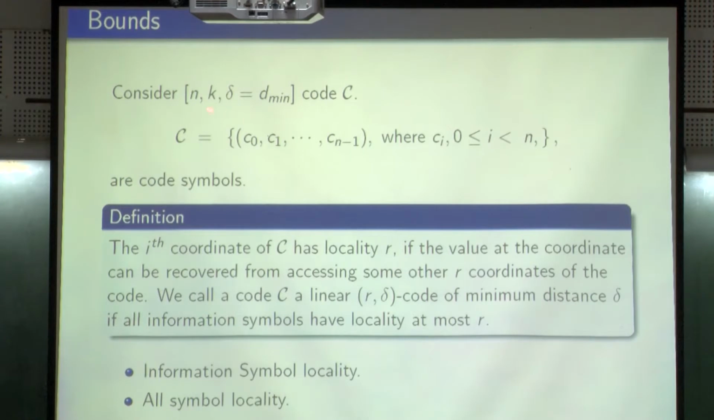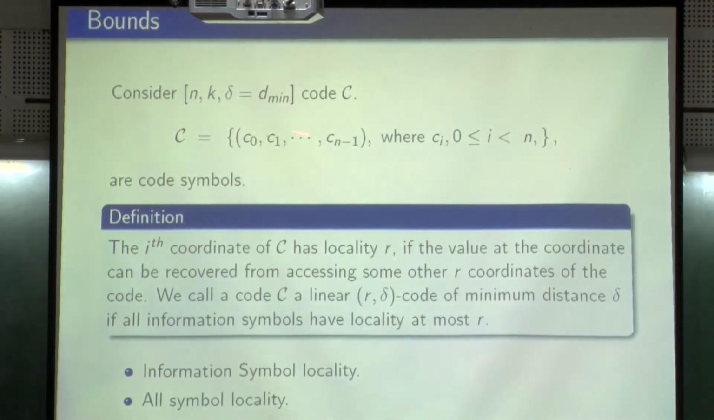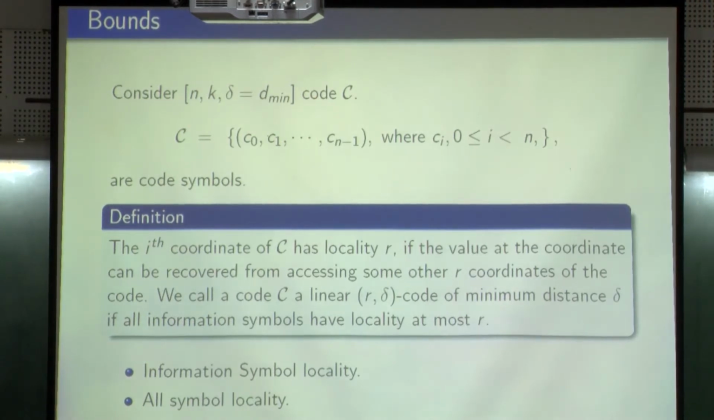So let's consider now (n, k). I didn't put d here because in regenerating codes d is used as the repair degree, that means the number of nodes that a particular node needs to contact, and d obviously in RS coding is used for d_min. So let's take delta, so an (n, k, delta) code. Every codeword can now be represented as c_0 to c_{n-1}, where the c_i are code symbols.